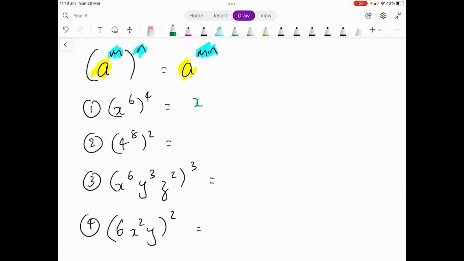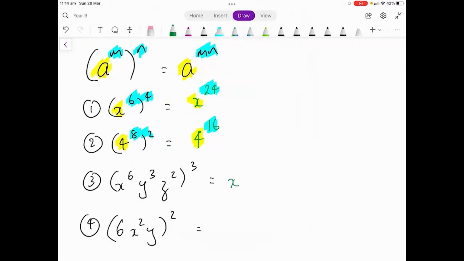First question, x to the power of 6 all to the power of 4. Simply do 6 times 4, that gives you 24. So it's x to the power of 24. Second question, 4 to the power of 8 all to the power of 2. Keep the base the same, that's 4, and do 8 times 2, which is 16.